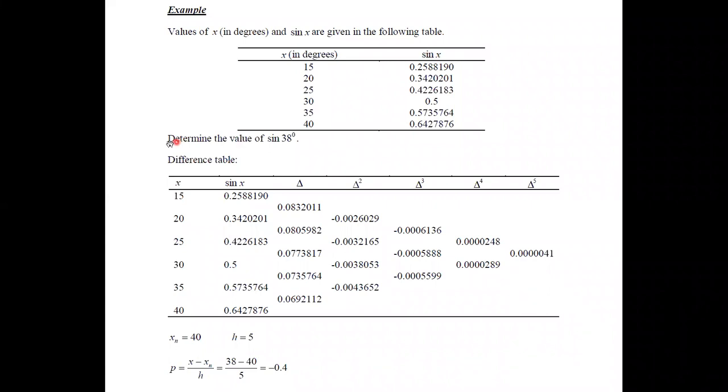Therefore, here the set of values are given, and they are directly asking what value we can determine for sine 38 degrees. Looking at the set of values, 38 degrees lies somewhere here. Therefore, we can say that it is in the latter part of this data set. So we can use Newton's backward interpolation formula to obtain the value for this quantity.